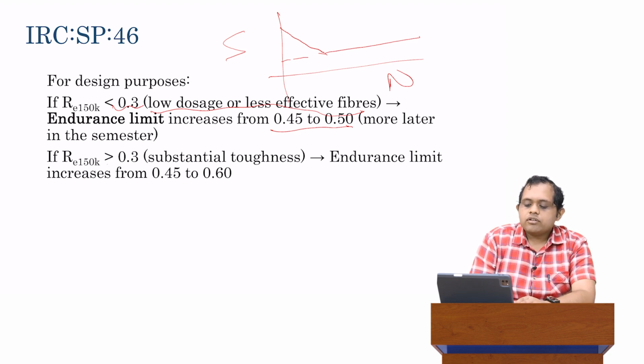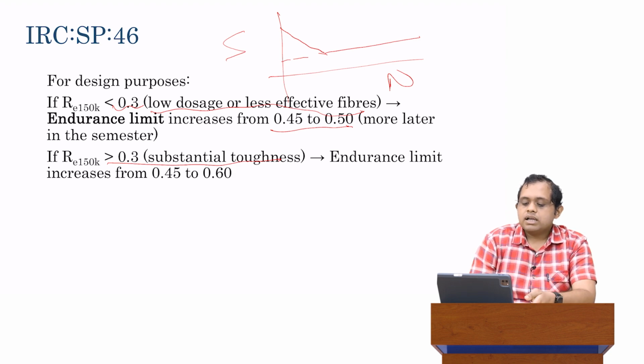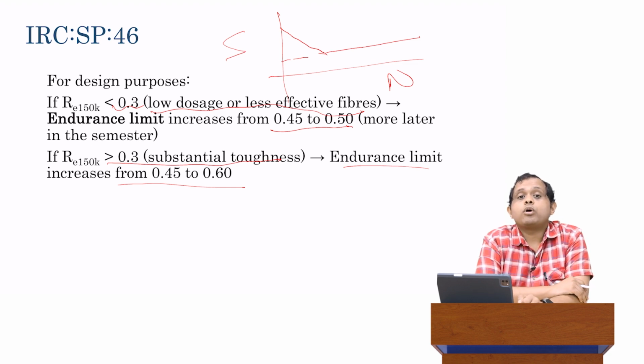Whereas if you have R150, or the residual strength ratio, greater than 0.3, that is, you have a substantial amount of toughness added by the material, then the endurance limit can be increased from 0.45 all the way to 0.6. That's a 30% increase. That's quite a lot.